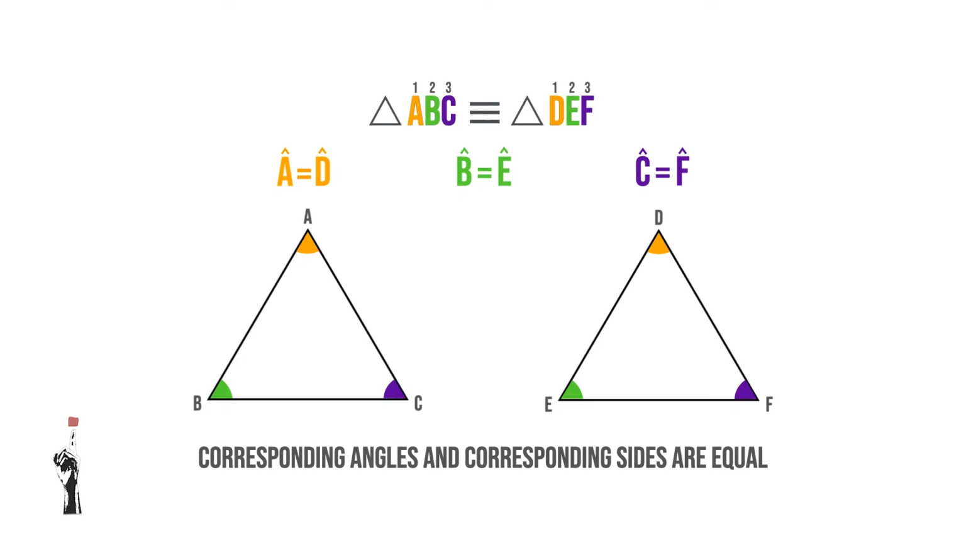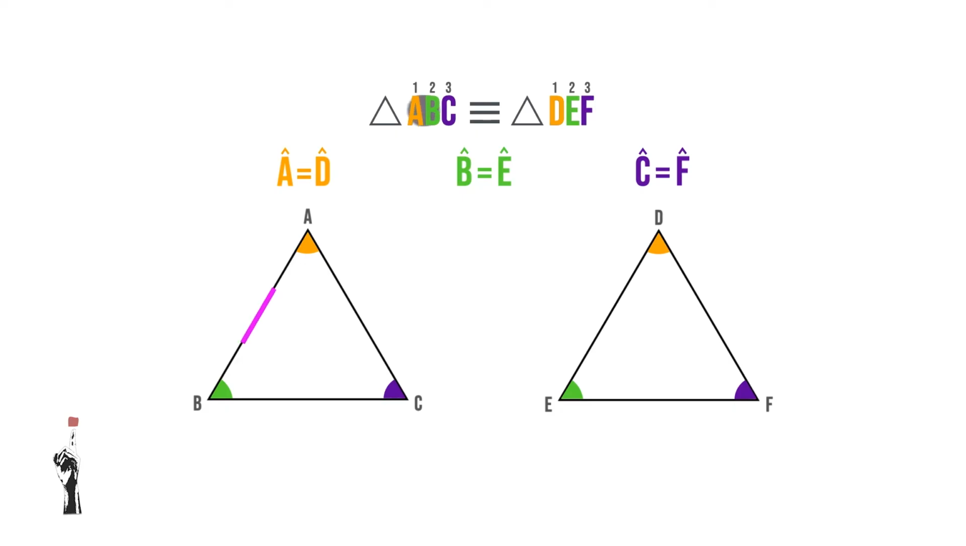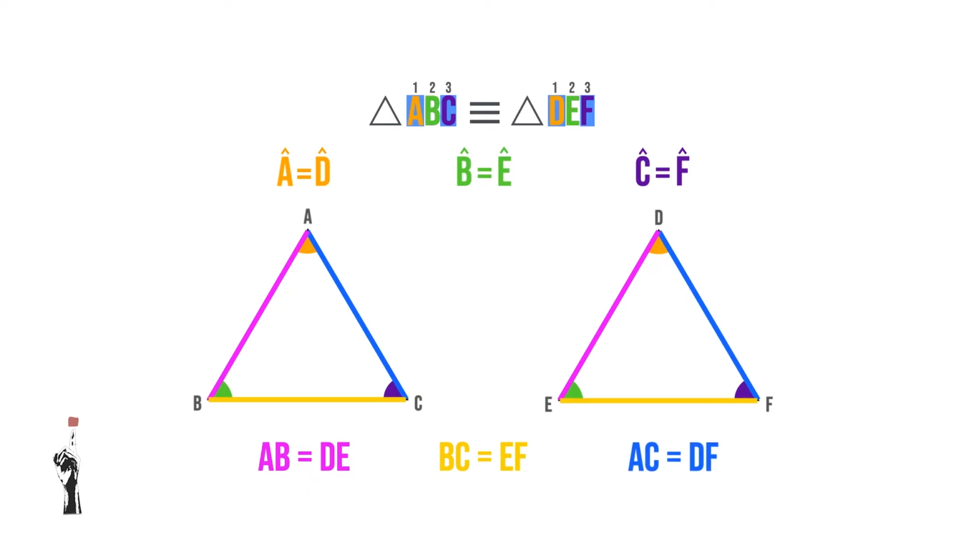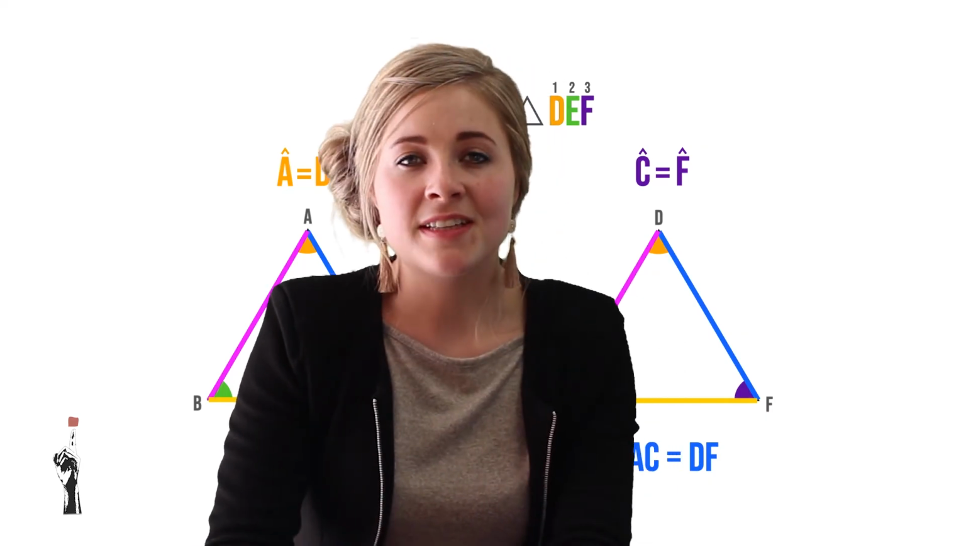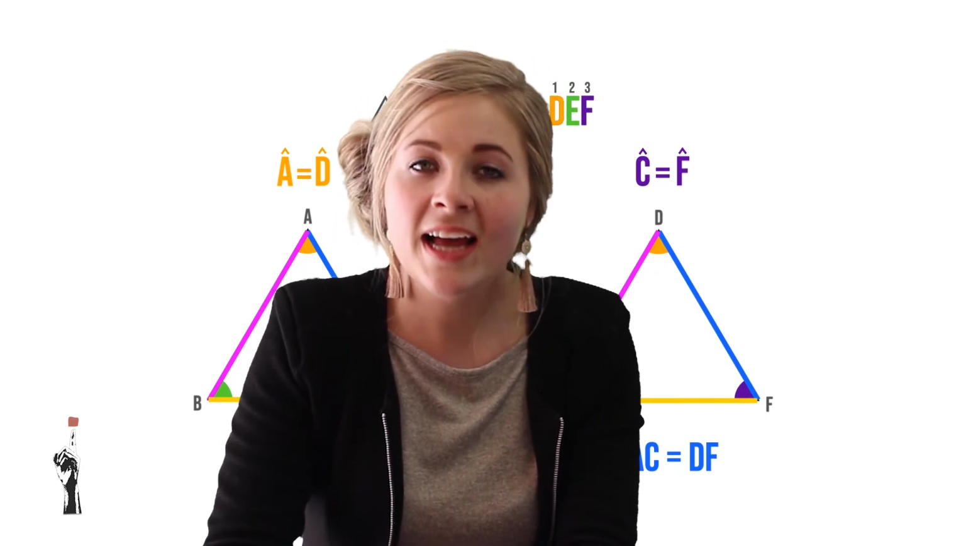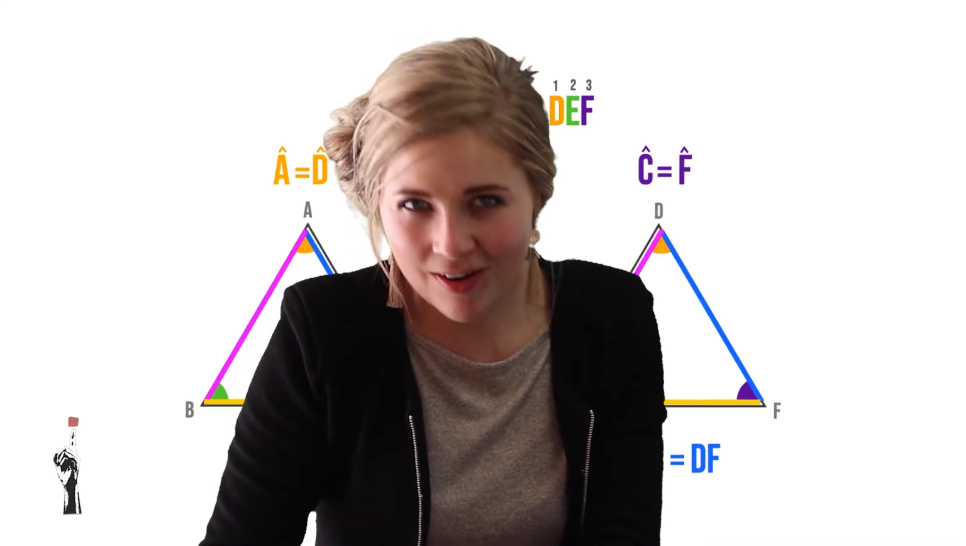It also tells me something about the sides. AB, which is written first and second, will be the same length as DE, which is also written first and second. Also, BC, which is written second and last, will be the same length as EF, which is also written second and last. Side AC will be the same length as side DF, as it's written first and last. Therefore, the order is extremely important. So if the corresponding angles and the corresponding sides are equal, I can say that these two triangles are congruent.